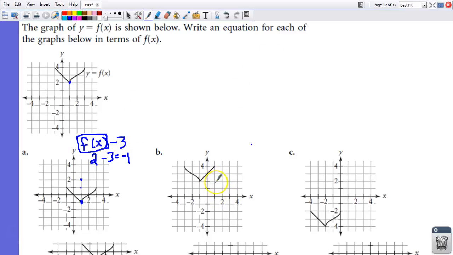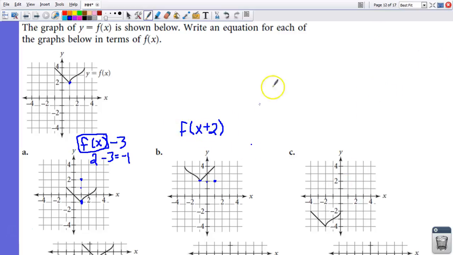Okay, this one, it looks like here was the vertex. It looks like we haven't done anything except move it over to the left. So if you're moving it horizontally, we're going to do f of parenthesis x plus, remember we have to do the opposite. This is going to the left, but we're going to put plus 2. Okay, and then it doesn't look like it's moved up or down at all. So it's just f and then x plus 2 in the parentheses. So you see the difference? If it's on the outside, it's moving up and down. If it's on the inside of the parentheses, it's moving side to side.